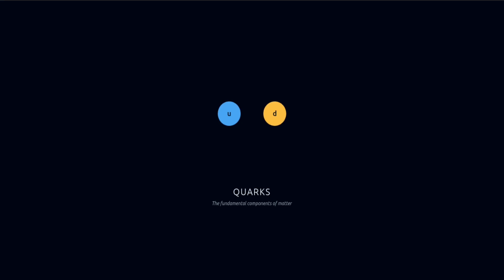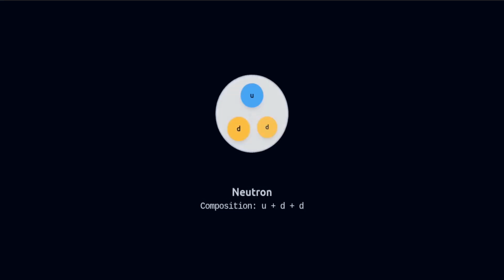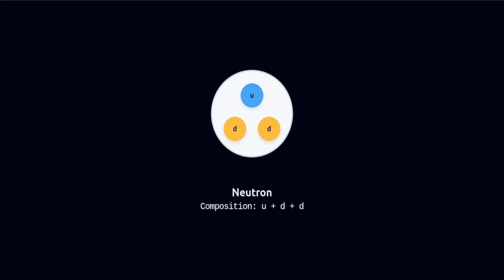Here's a recipe for a proton. Take 2 up quarks and 1 down quark. P equals U U D. And a neutron, take 1 up and 2 downs. N equals U D D.